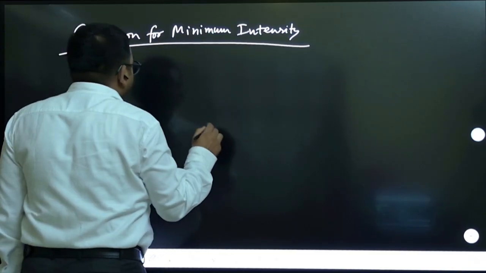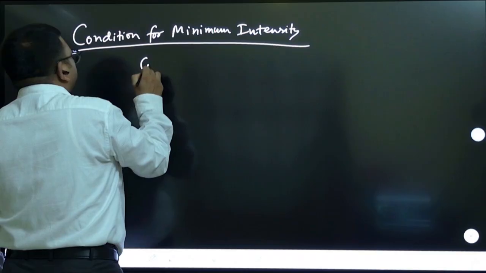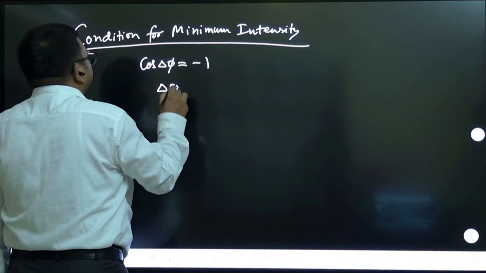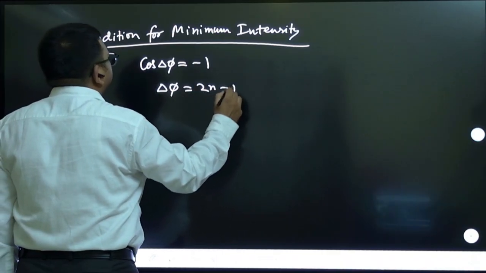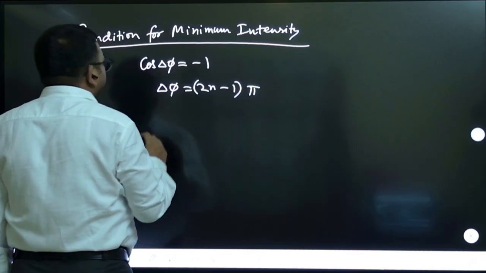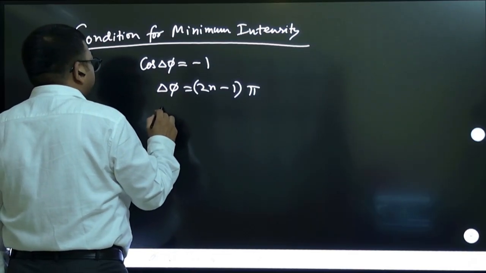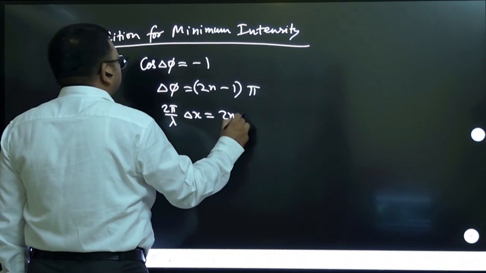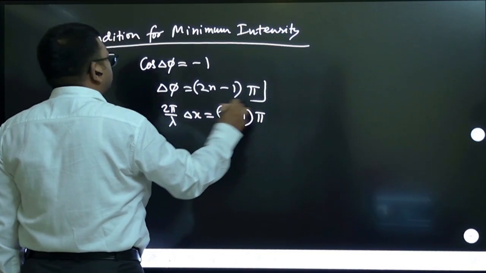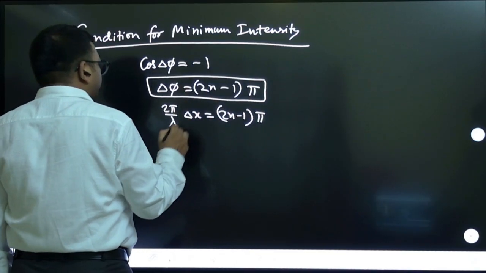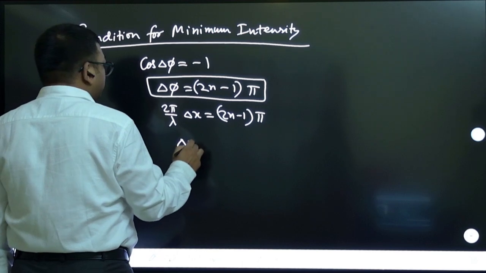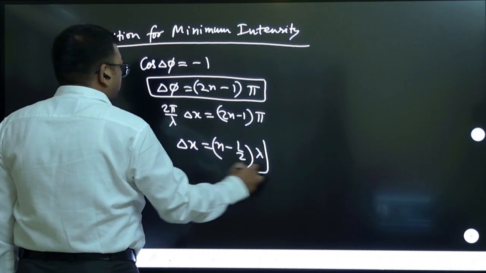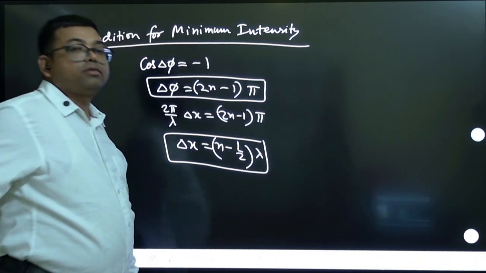Minimum intensity condition means this cos of delta phi becomes minus 1. That happens when the phase difference is (2n minus 1)π. For that, phase difference is 2π by lambda into path difference, so (2n minus 1) times π. From here 2π cancels, so delta x becomes (n minus half) times lambda. That's the condition of path difference.